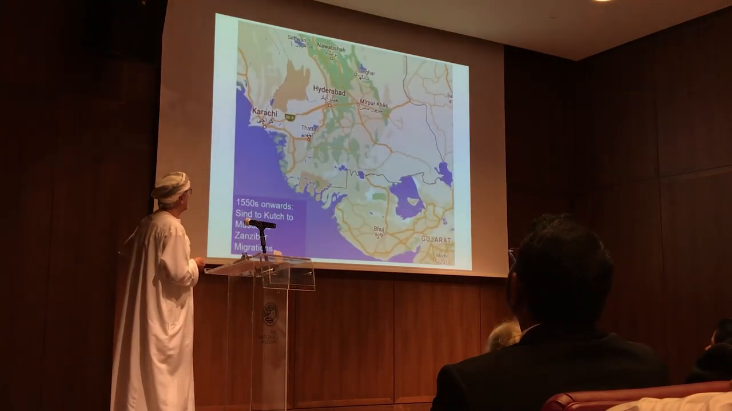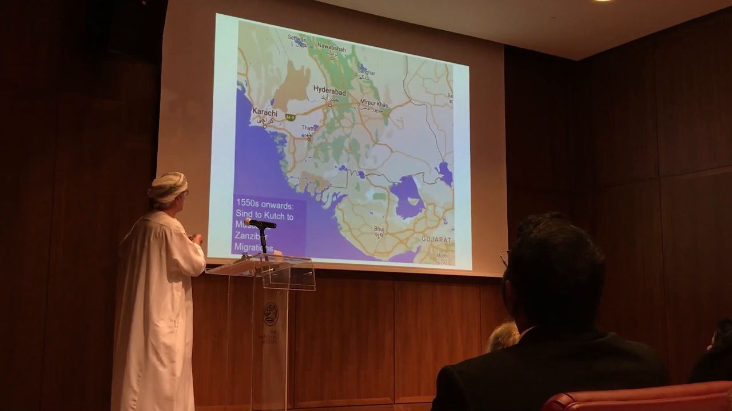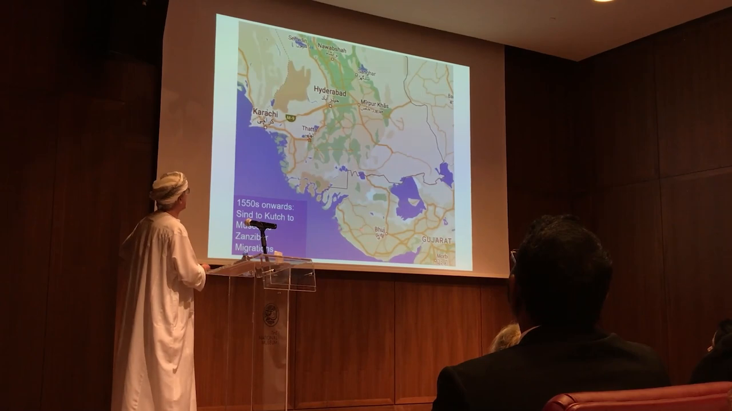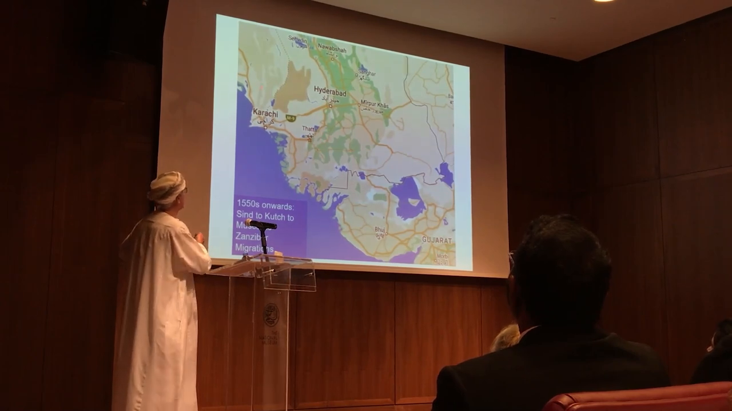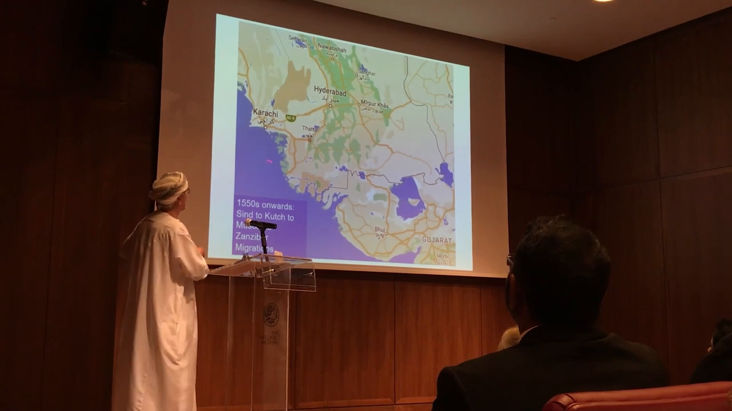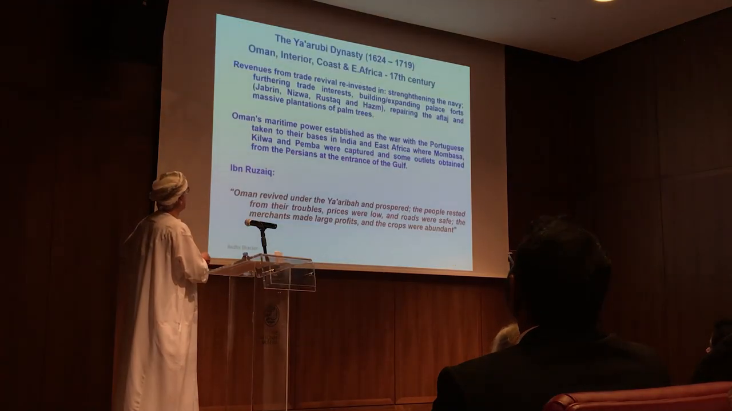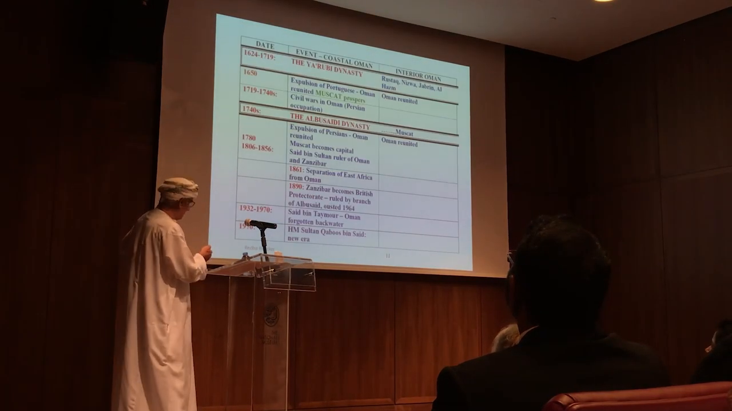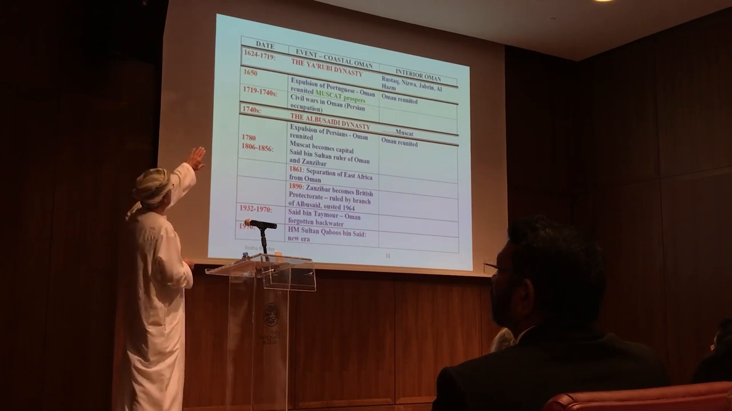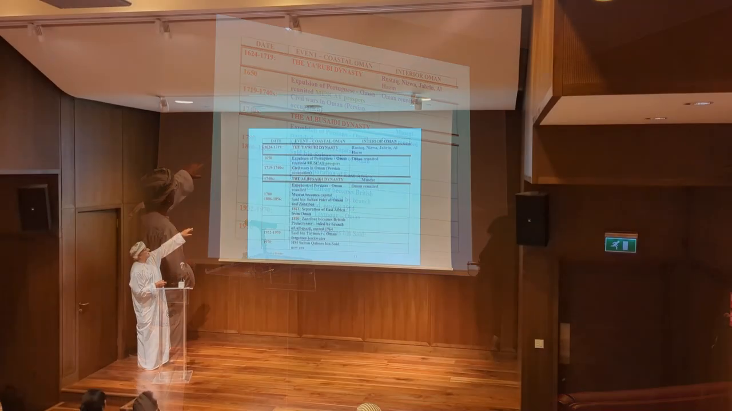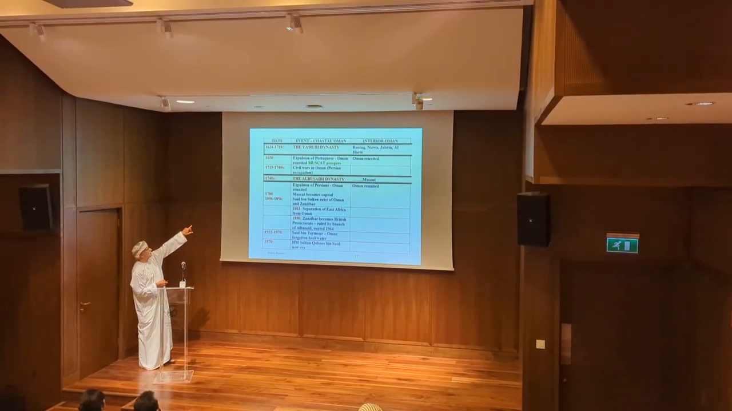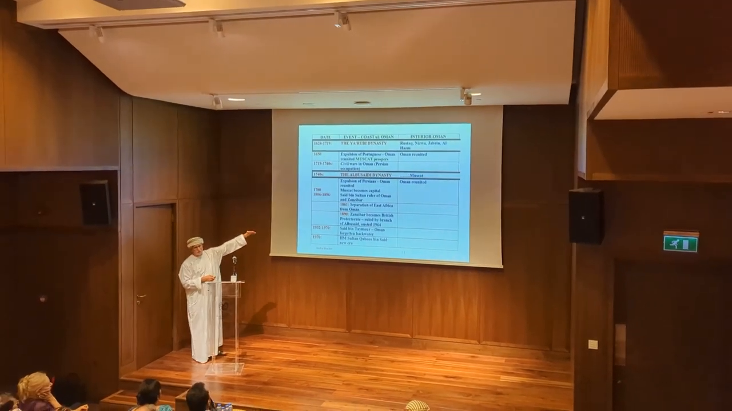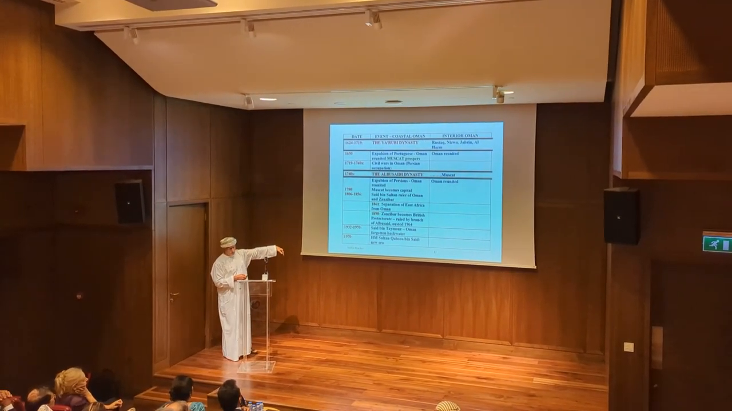Just to give you a brief, this is the map of Thatta that I was talking about before, and note the closeness of Bhuj, which is in Kutch, and what is now Karachi. Thatta is actually now incorporated in Karachi, and this is the area of Sindh that I was talking about. So the Yarubi dynasty was from 1624 to 1709, and the Portuguese were expelled in the 1650s, the Persian occupation from 1719 to 1740s, and the Al-Busaidis, the current ruling dynasty, from 1740s onwards.